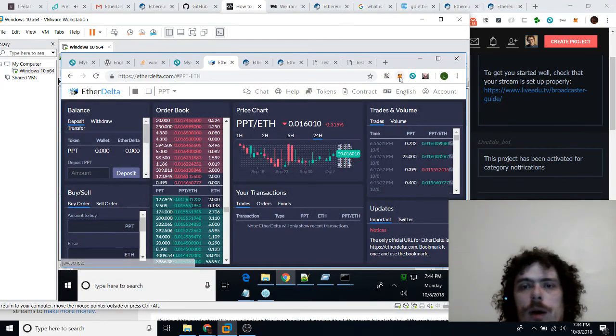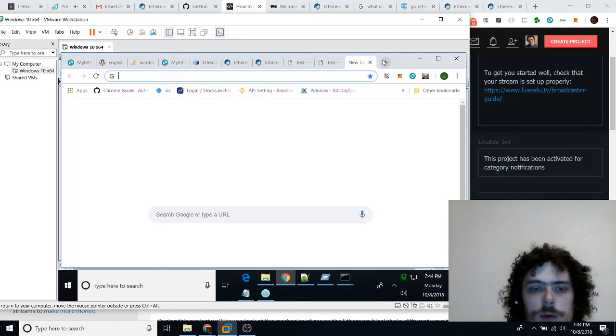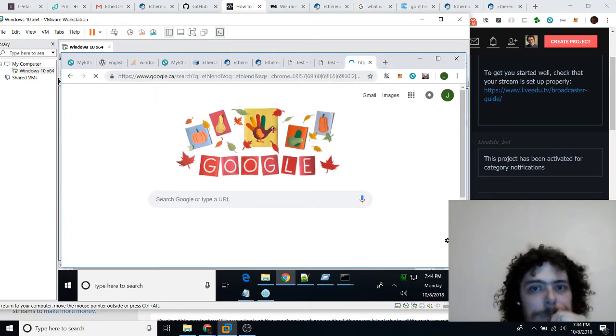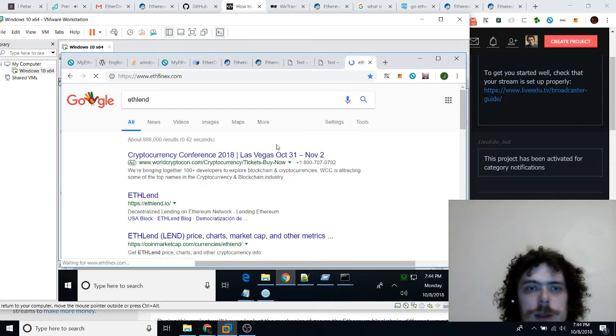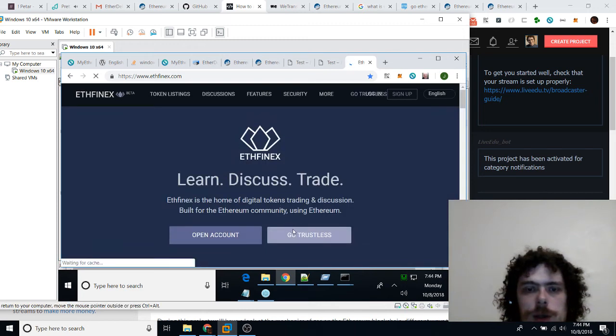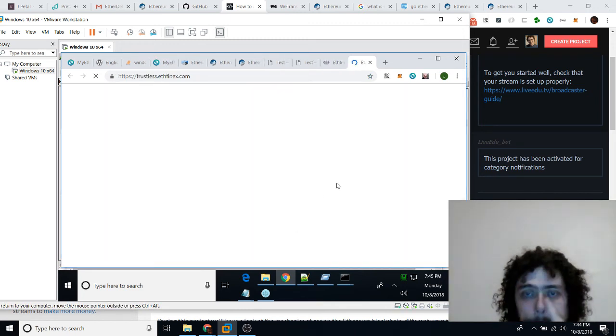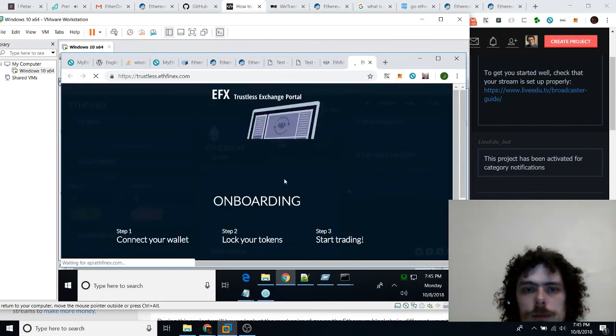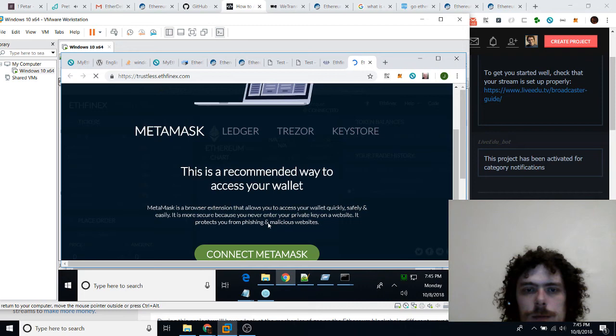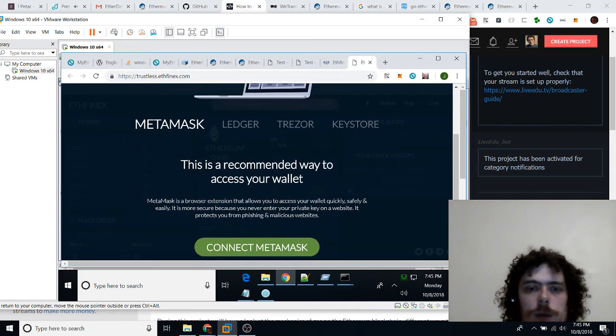Either way, it would pop up with a MetaMask confirmation that says, "Are you sure you want to do this?" and ask you how much of a gas limit you want to spend. I wonder if I can find a different interface like ETHLend. Or actually, I think ETHFinex will let us do it, which is a decentralized exchange. Centralized and decentralized. Let's use either centralized, or it says go trustless here, which is the decentralized aspect of it. And again, it's just another interface to the blockchain, specifically for trading tokens.